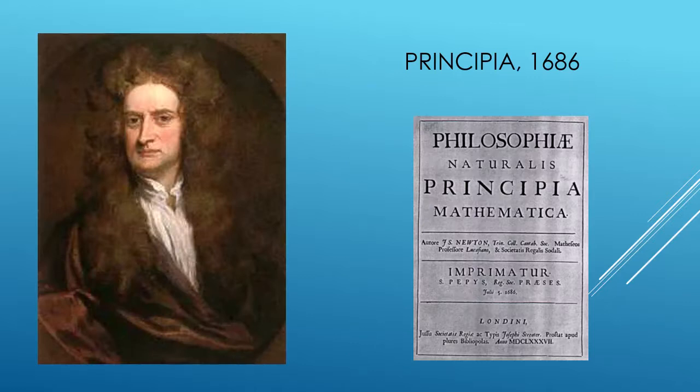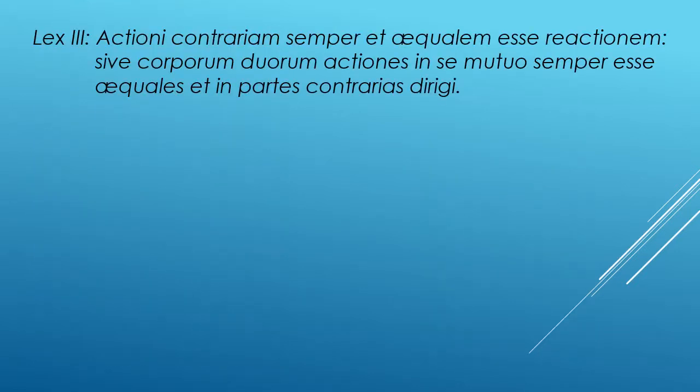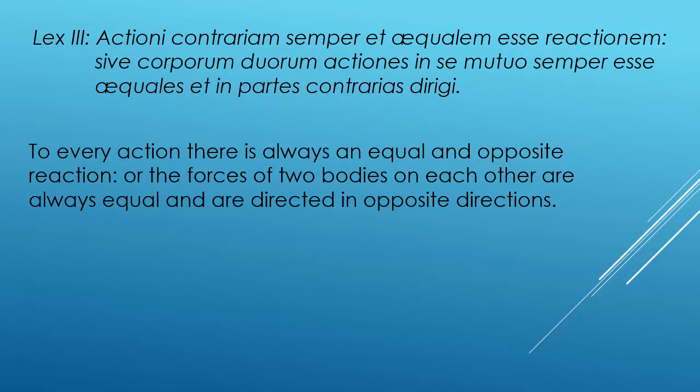Newton published a statement of the third law in his book titled Principia in 1686. The original statement from Newton was in Latin. The English translation of that is, "To every action there is always an equal and opposite reaction, or the forces of two bodies on each other are always equal and are directed in opposite directions."